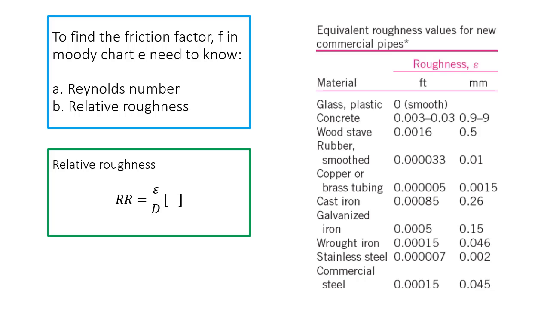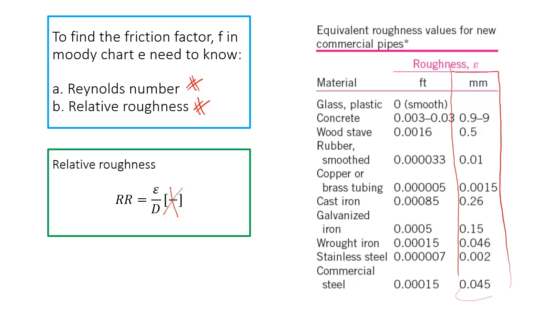Now, to find the friction factor in a Moody chart, as I showed you before, you need to know two things. First, you need to know the Reynolds number, and second, you need to know the relative roughness. The relative roughness has no unit. Roughness can be found using this table, and usually we use mm, since we're using SI units.